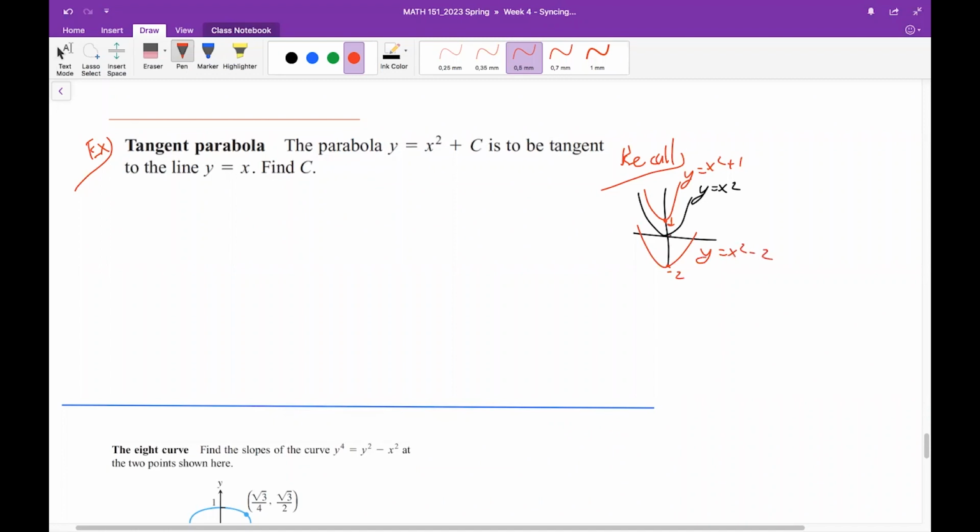So this is the usual shifting of graphs, right? That's why for this, I want to visualize the question. I want to draw a picture. So let's assume that this is the graph of y equals x squared plus c, right? And what we want to find: the parabola is to be tangent to the line, find c.